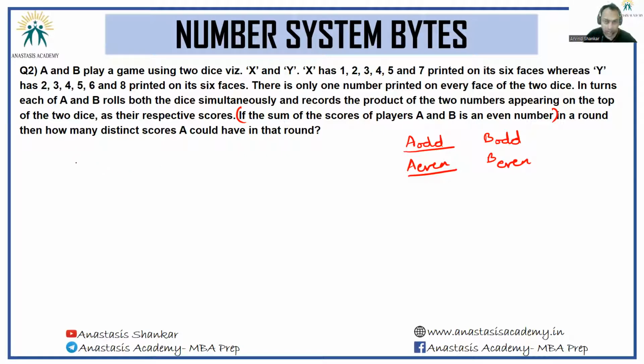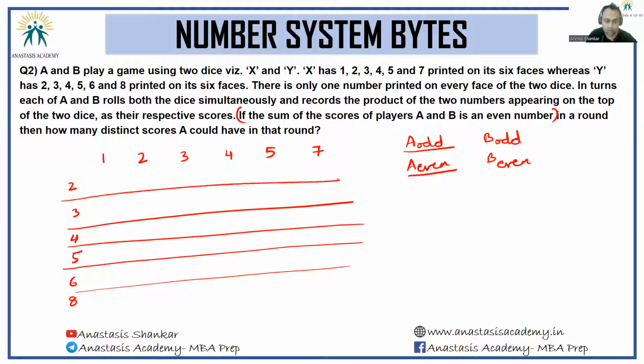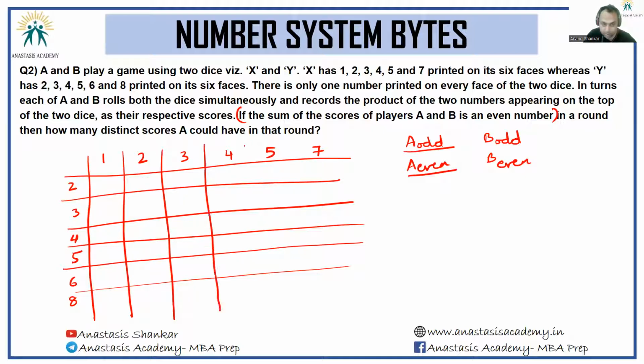So let's go ahead, record all possible scores that A can get. 1, 2, 3, 4, 5, 7, and here we have 2, 3, 4, 5, 6, and 8. This much we have got. Now, what I will do is I will simply go ahead and write down all the products and see wherever I'm getting numbers which are getting repeated, those numbers will be eliminated. I get 2, 3, 4, 5, 6, 8.